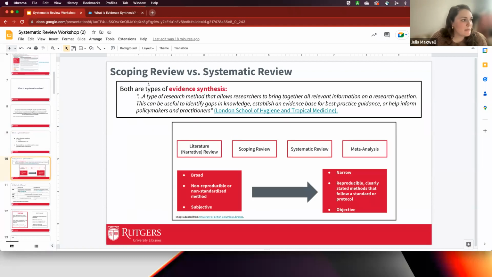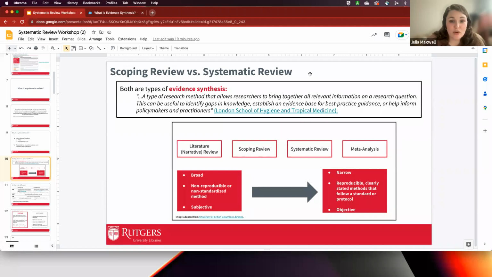So I want to talk for a minute about the difference between a scoping review and a systematic review. Those of you that came to the initial evidence synthesis workshop, the one where I just talked about what evidence synthesis is, this will be familiar to you. So scoping reviews and systematic reviews are both types of evidence synthesis. They're cousins. It's just that a scoping review has a broader question.